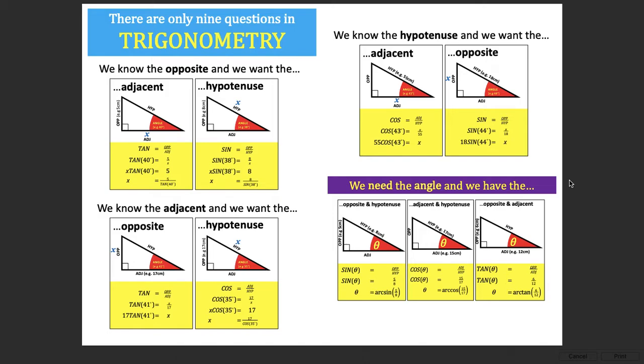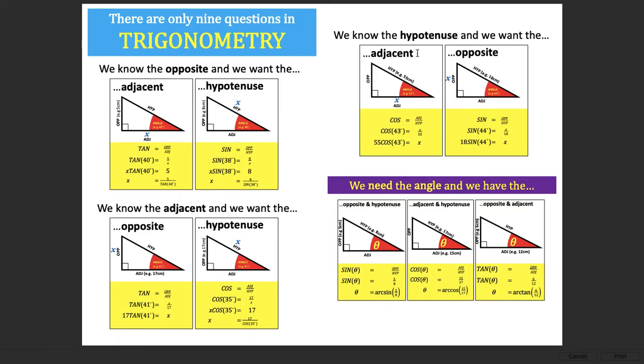So this video is just to remind you of the fact that there really are only 9 questions in trigonometry that you can possibly be asked. So you can know the opposite side and want to know the adjacent or hypotenuse, assuming you know an angle somewhere. You can know the adjacent and an angle and want to know the opposite or hypotenuse.